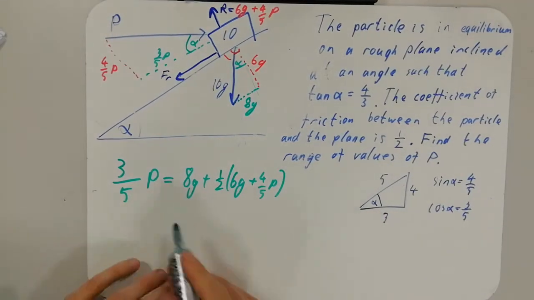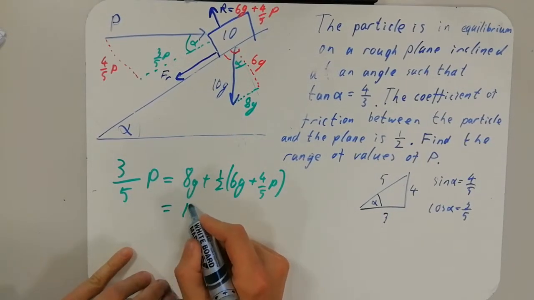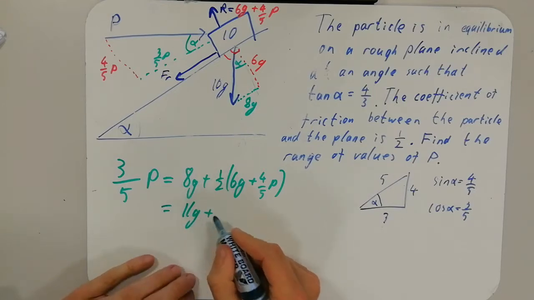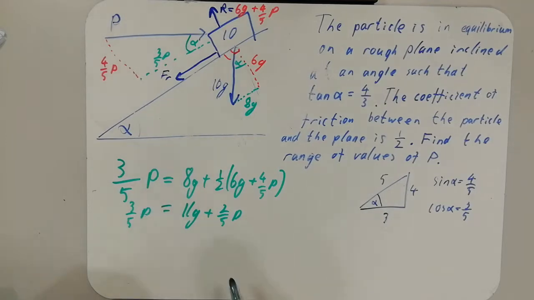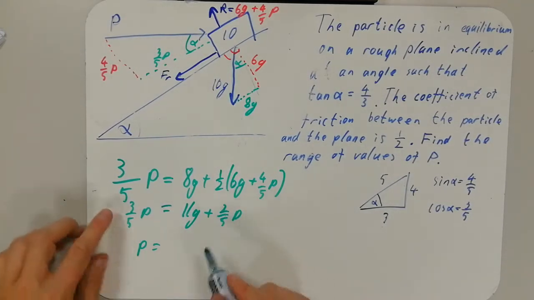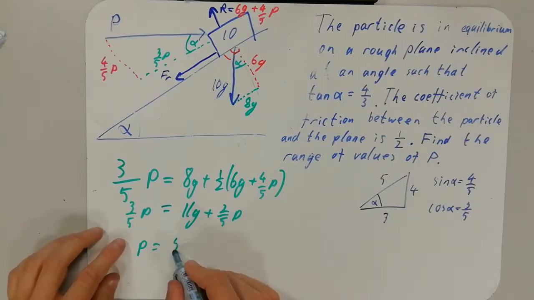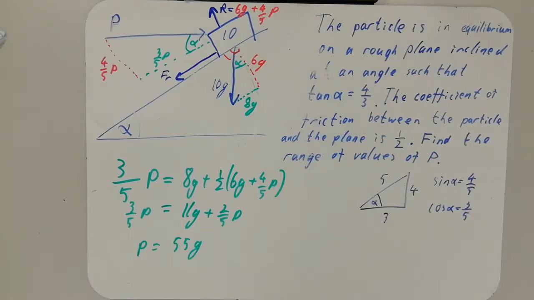And now I can just expand and solve this. So I'm going to get 11g plus 2/5 P is equal to 3/5 of P. Therefore, subtracting 2/5 of P, 1/5 of P equals 11g, so P will equal 55g. We know the maximum possible value of P is 55g.